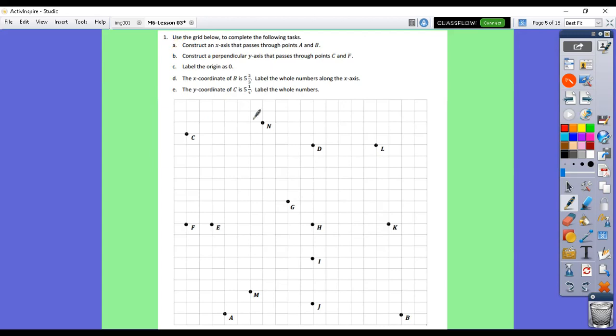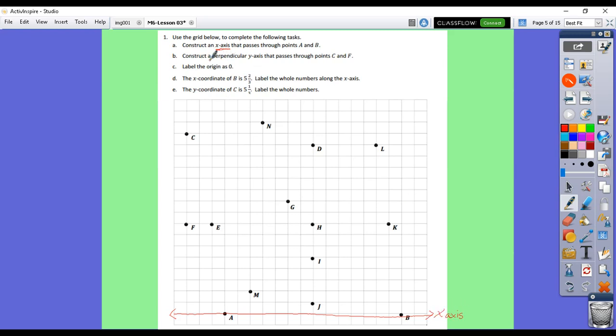So it wants us to use this grid to complete these tasks. Task 1 says that we're going to construct the x-axis that passes through points A and B. So remember that x-axis is our horizontal one. So it needs to pass through points A and B. So I'm going to start over here, and luckily we have grid paper. So that's going to try to keep my line as straight as possible. And this right here is our x-axis.